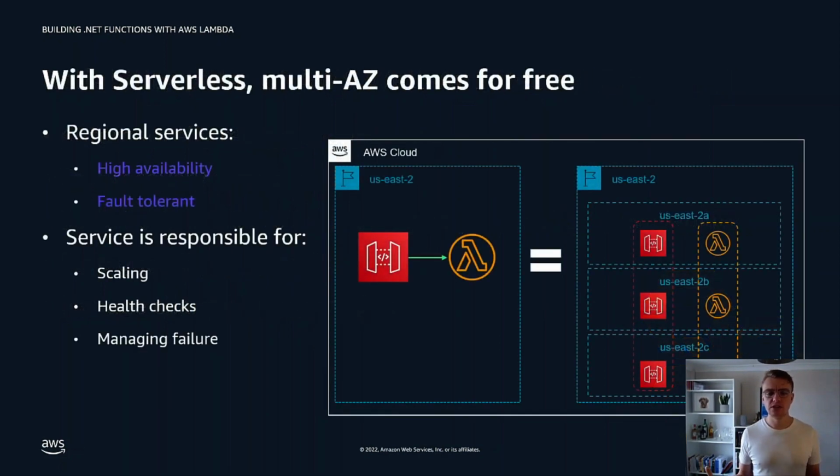With serverless, a lot of this comes for free. If you're running your compute on AWS Lambda, you don't need to worry about that underlying infrastructure at all. Scaling, capacity management, failover, multi-AZ, all of that is handled by the Lambda service. You don't need to worry about it. That is for us to worry about, for AWS to worry about.